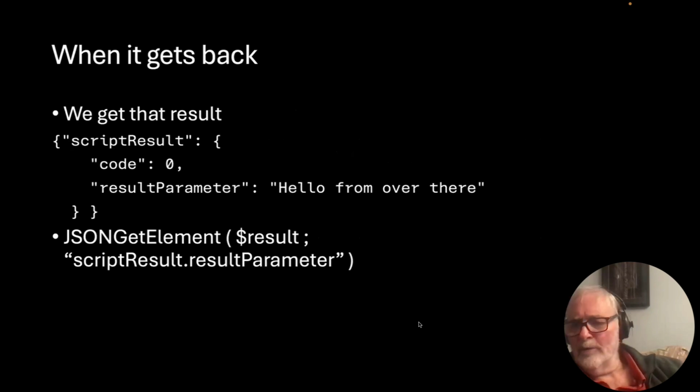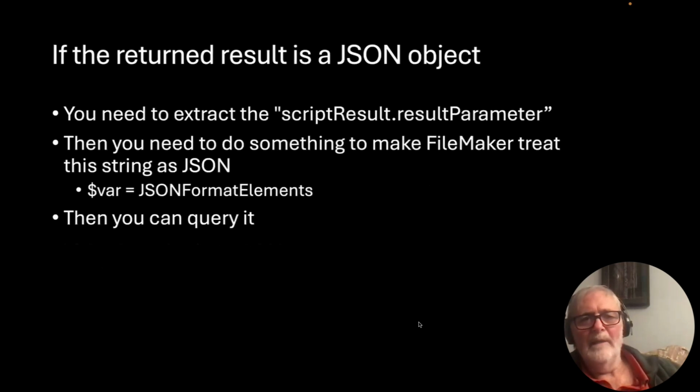I get back a script result. The code of 0 means the Get(LastError) was 0, and the result parameter part is what was in the exit script step. So it could just be some simple text. It could be a whole JSON object all by itself. And obviously, I'd therefore be going, oh, JSON get element of the result, it's script result dot result parameter. It's a little bit of a mouthful, but again, that's just something else you need to learn, copy and paste a million times.